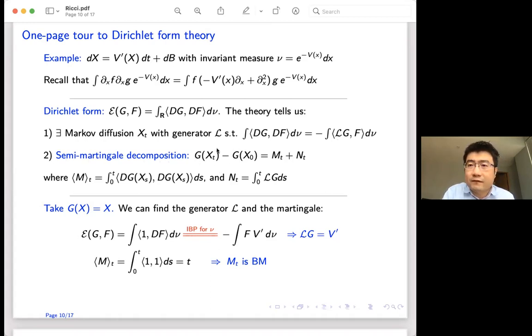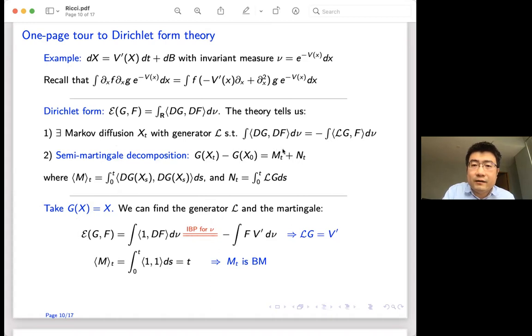For any function of the diffusion, there is a decomposition into a martingale part and a drift part. The quadratic variation of the martingale is given by this Dirichlet form, and the drift is just given by the generator. So now we can use this to identify this diffusion as a solution to this SDE. Because if you take the function to be just the identity function, then we have this semi-martingale decomposition for this process.